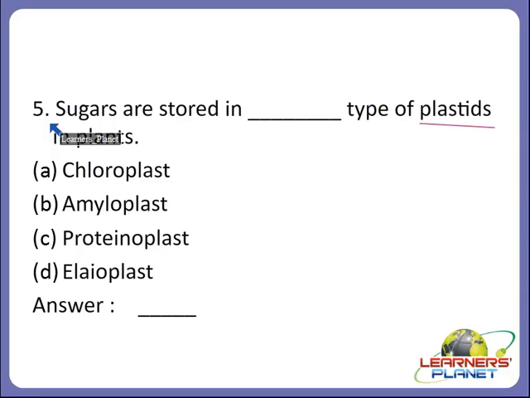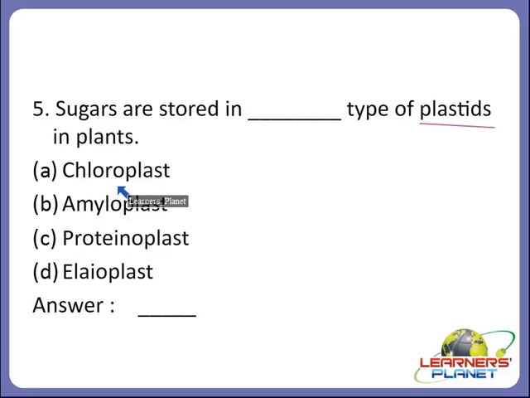Now, you got the partial answer. Sugars are stored in leucoplast. So what options are given here? It is chloroplast, amyloplast, proteinoplast, and aleuroplast. Now, again the confusion arises. Leucoplast, the option is not given here in the question. So what should be the correct answer? The answer is very clear that the chloroplast could not be the answer for this question. The reason is because it is showing the chloroplast, that means green.